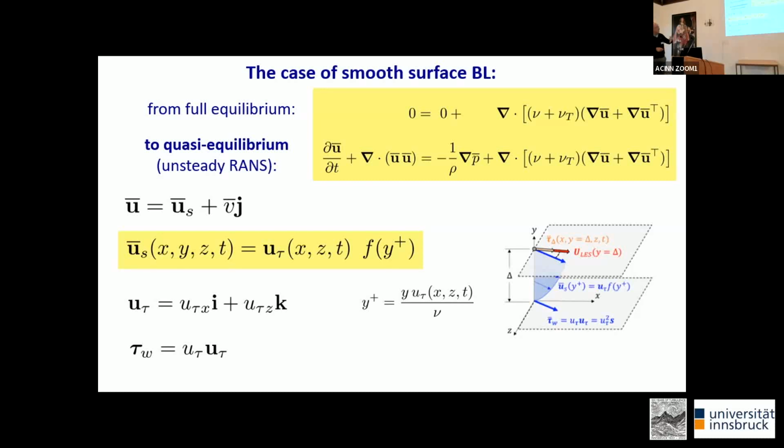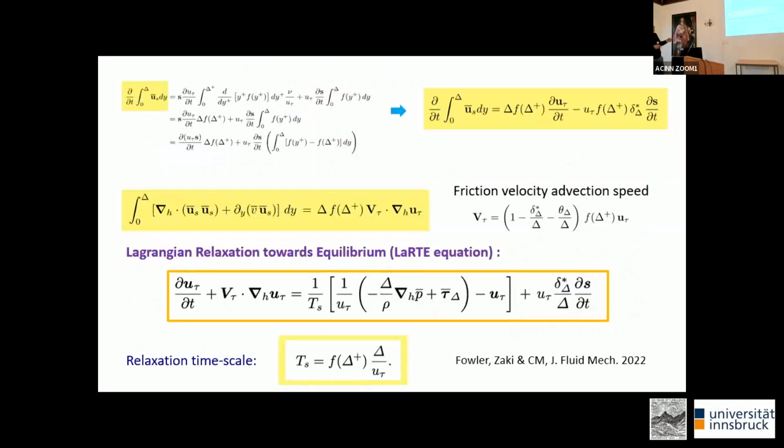Okay, so now let's make the assumption that we still keep this form, but we allow the friction velocity to depend on position and time. So what we thought is, let's take this ansatz and put it in this equation and see what happens. When you do that, it's quite interesting because, for example, a time derivative you can write as the time derivative of the friction velocity times some other things that are reasonably well known. The other thing I should say is we integrate from the ground to the first grid point of your LES, and then we plug in this assumed quasi-equilibrium profile.